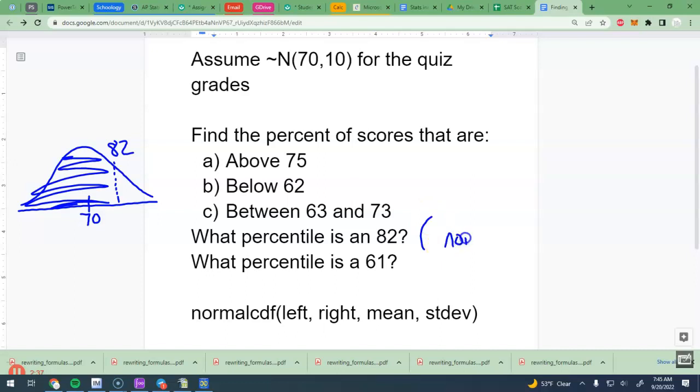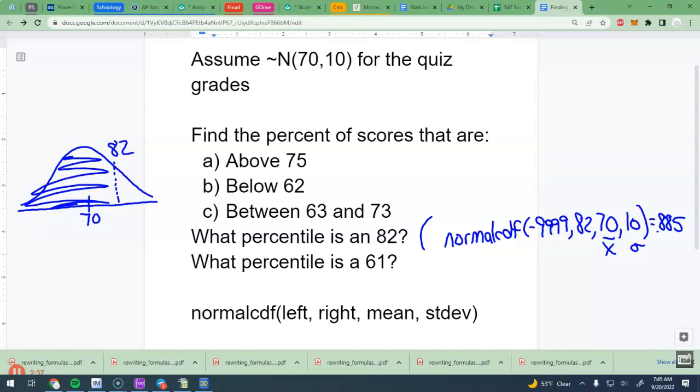So it'd be normal CDF. Negative 9999, comma 82. Tell the calculator the mean and standard deviation. Should our number be bigger or smaller than 50%? Should be bigger, right? Good. I'm covering more than half the graph. So I got like 0.885. Good? You got 0.885?